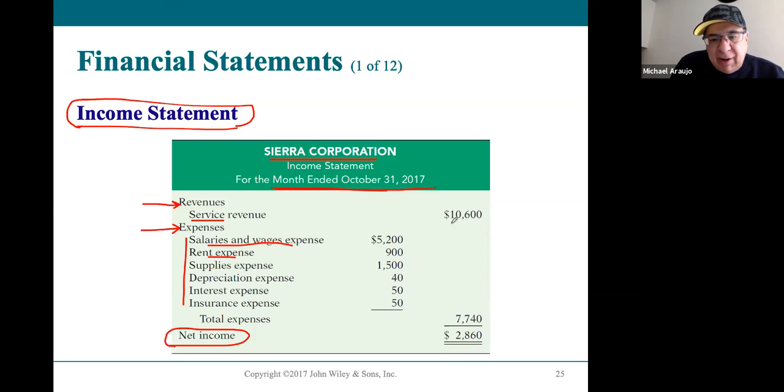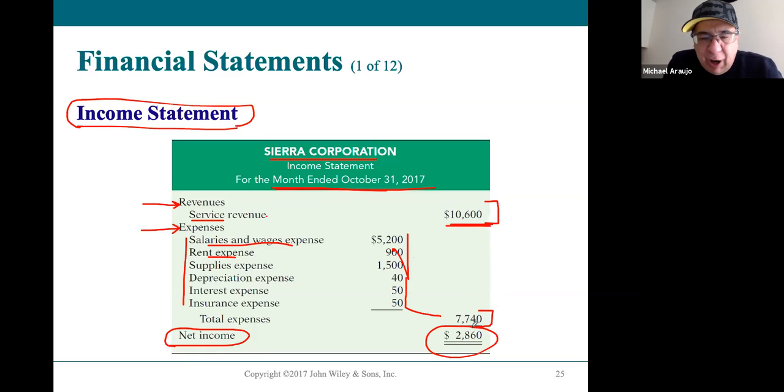So on the far right side of the statement, you have the totals. $10,600 is the total revenue for the month of October. $7,740 is the total of all of these 6 expenses added up. So you took in $10,600 from customers giving them tours. You had to use $7,740 of that to cover the expenses for the month of October. The remaining portion of it is your profit.